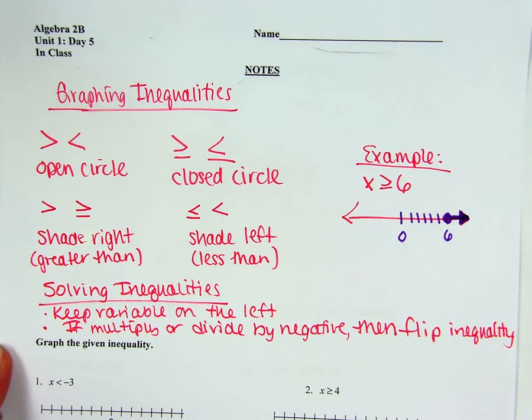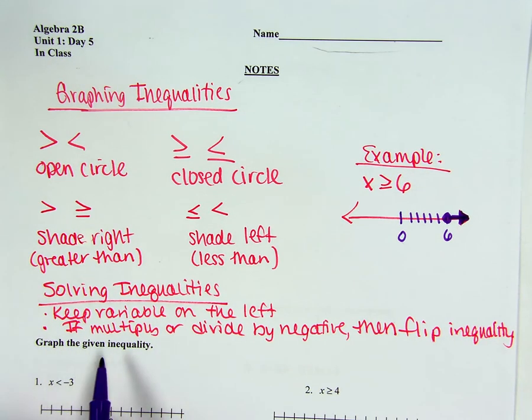All right, when you solve inequalities, the only thing that would be different from solving equations is making sure that you keep the variable on the left side of the equation. And if you multiply or divide by a negative number, then you have to flip the inequality. So we'll do problems like that on the other side.